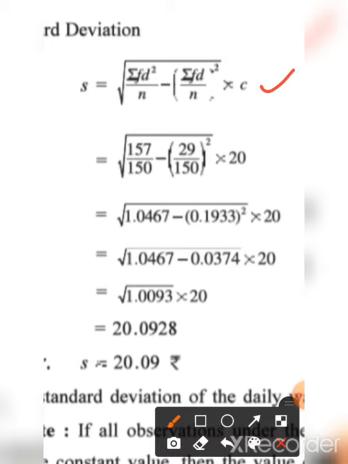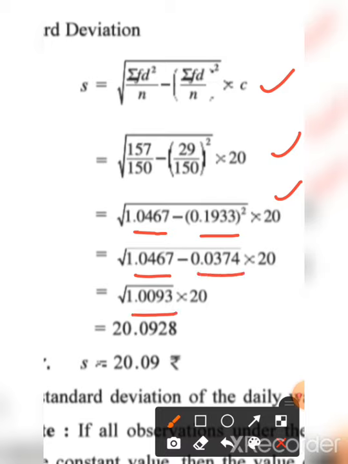What is the formula? It is under root sigma FiDi square upon n minus, in bracket, sigma FiDi upon n whole square, into C. Now from the table, the values that we found out, you are going to put all the values over here, multiplying it by 20, which is the class length. You will divide 157 by 150, you will get 1.0467, minus 29 divided by 150 whole square, that is 0.1933 whole square, multiplied by 20. Then over here it is 1.0467 minus, as you do the square of it, you will find 0.0374.